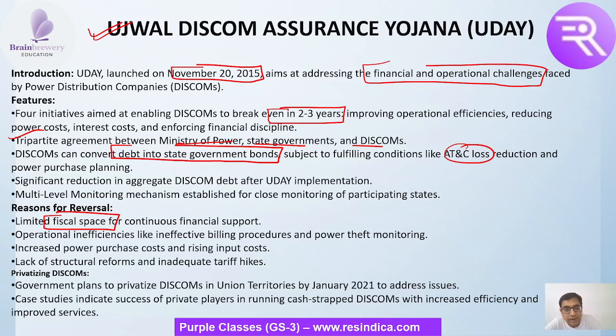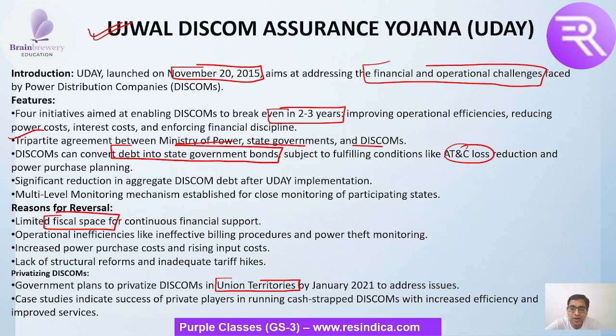Government keeps on paying the money, but you are not taking care of the billing procedure, you are not taking care of power theft. Power purchase is also increasing, input costs are also increasing, and structural reforms are not being done properly by the state governments and the distribution companies. So now government is planning to privatize the discoms in the union territories to address the issue. It has been discussed that if you provide discoms to a private company, there is an indication of success by the private sector.